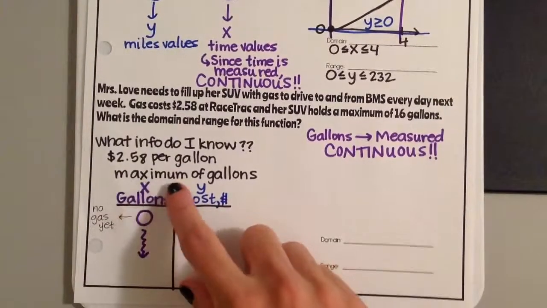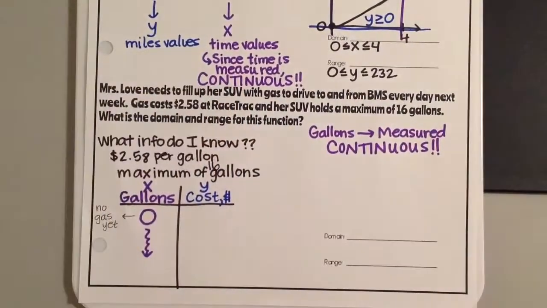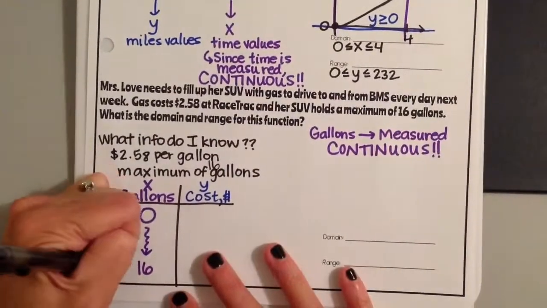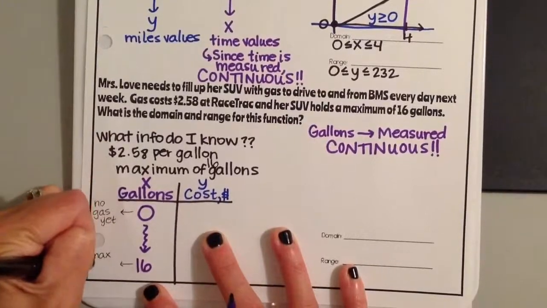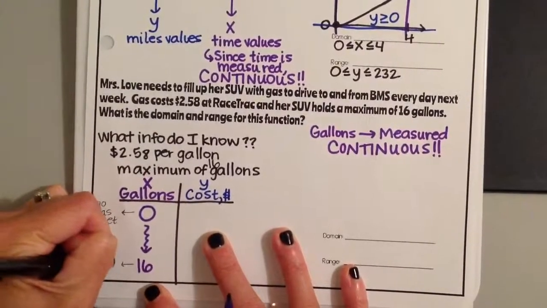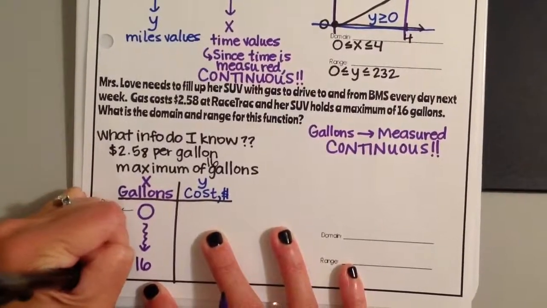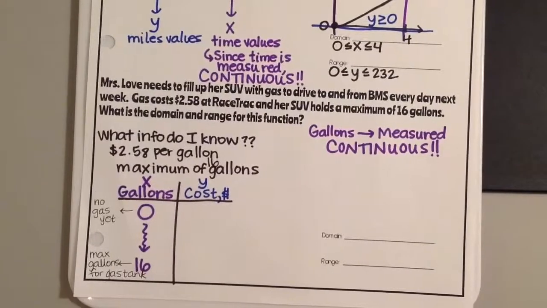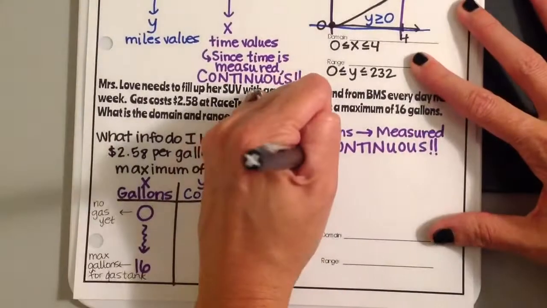And hopefully you remember that we were told I have a maximum of 16 gallons. So 16, that is the most gallons I can put in my car. So max gallons for gas tank. I cannot put more than 16 gallons of gas in my gas tank or else it's going to start overflowing, which is not good.